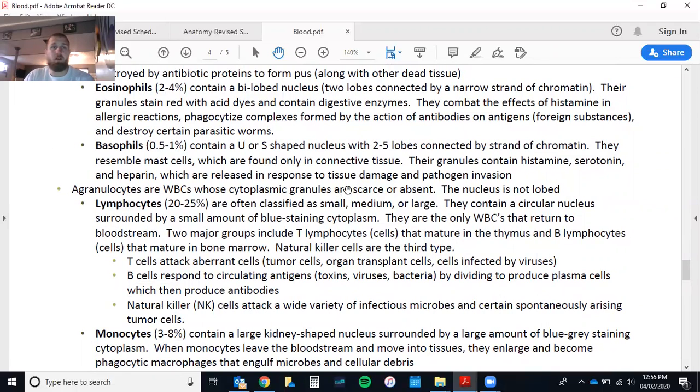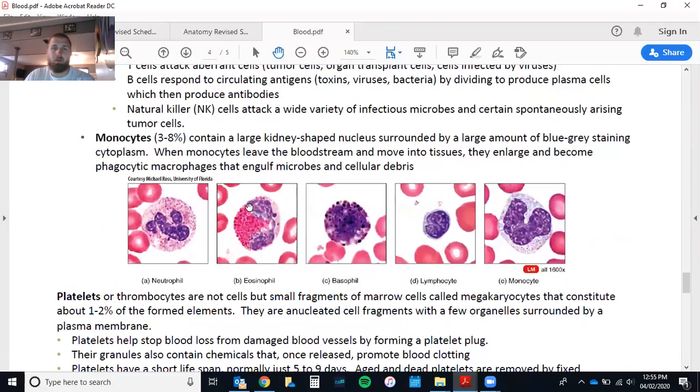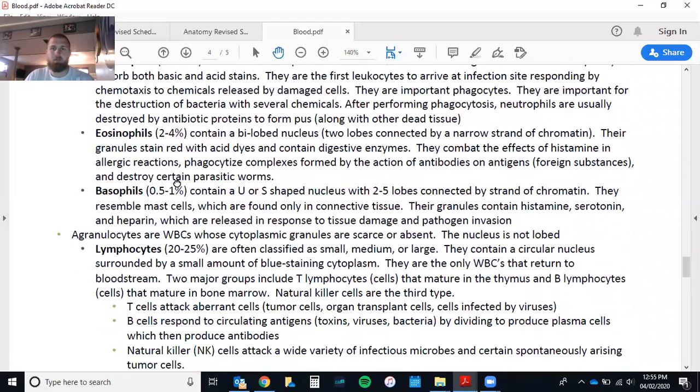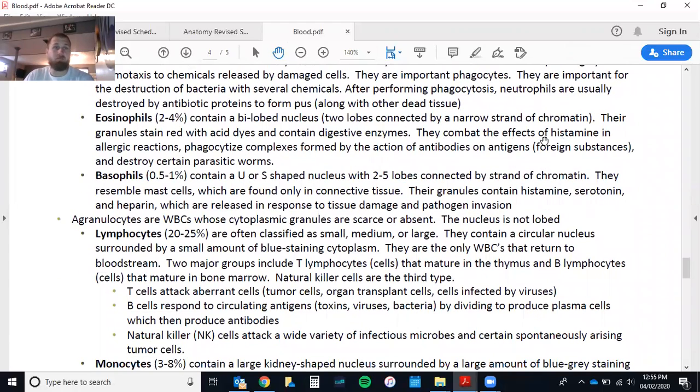Eosinophils are 2 to 4% of our white blood cells and contain a bilobed nucleus, so there are 2 lobes, very distinguishing there. There's a little strand of chromatin in the middle. They resemble mast cells, which are cells that are found only in connective tissue. Important thing about eosinophils: they combat the effects of histamine in allergic reactions. They phagocytize complexes formed by the action of antibodies on antigens, which are just foreign substances, and they destroy certain parasitic worms.